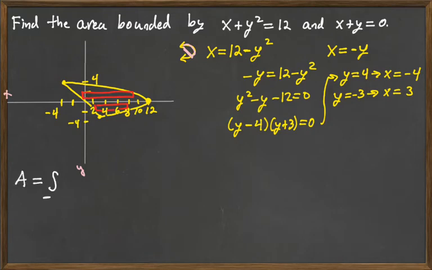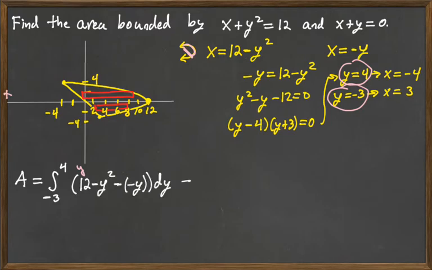Okay, so the area is going to be equal to, okay, so we're talking about y, so where do they intersect? They intersect at negative 3, and they intersect at 4, okay, so those are our bounds for the y, so negative 3 to 4. The upper function, or in this case the right function, is 12 minus y squared. And the lower function is minus y. And we're going to integrate that with respect to y. Let me go ahead and move this y here. I just wanted to label my y-axis, but we'll just put it right there.